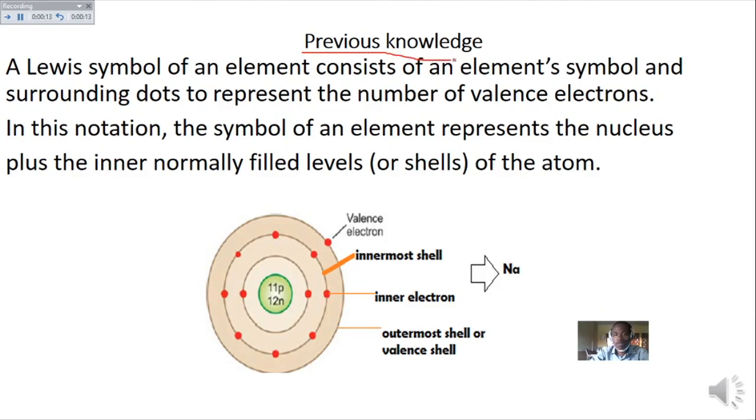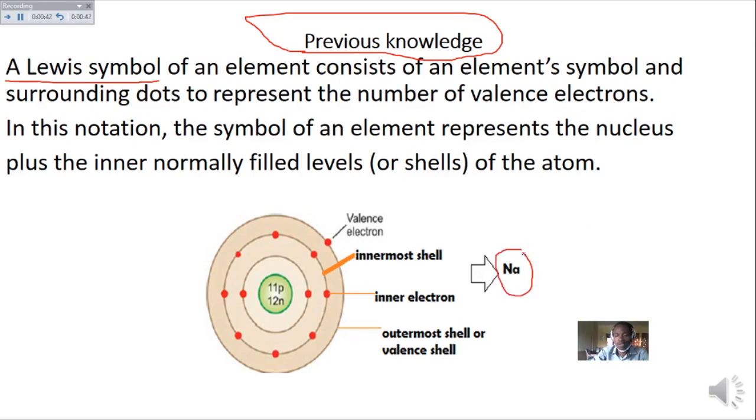Let's work on our previous knowledge. The previous knowledge for this particular topic is what I call a Lewis structure. But here I have a Lewis symbol of an element. A Lewis symbol of an element consists of an element symbol and surrounding dots to represent the valence electrons. To represent the number of what? Valence electrons.